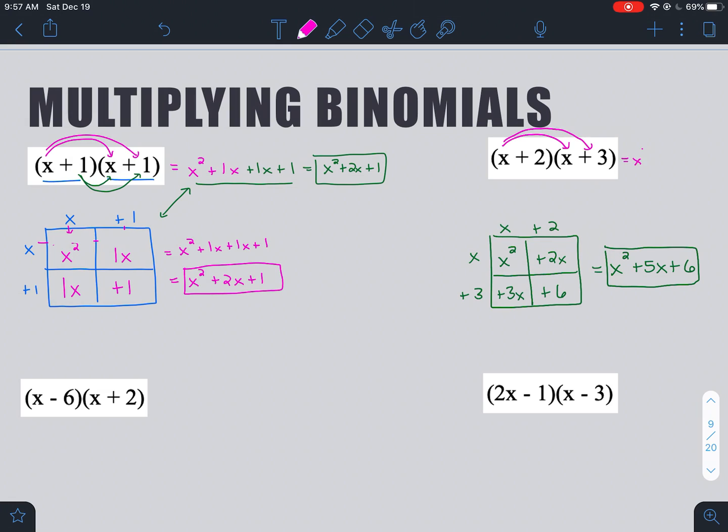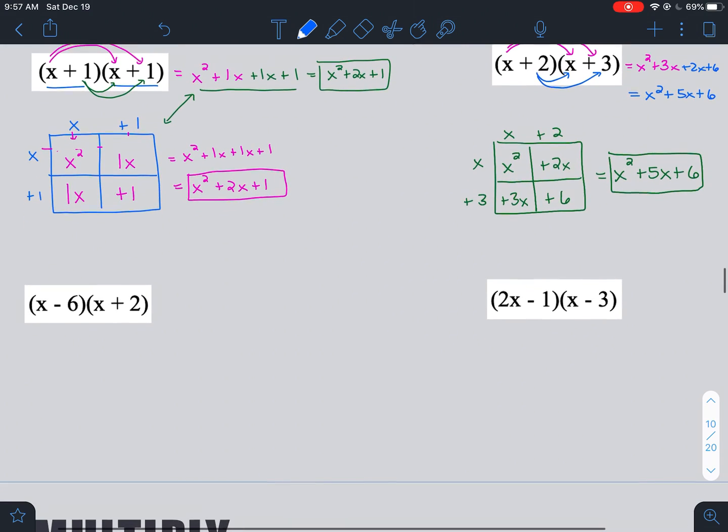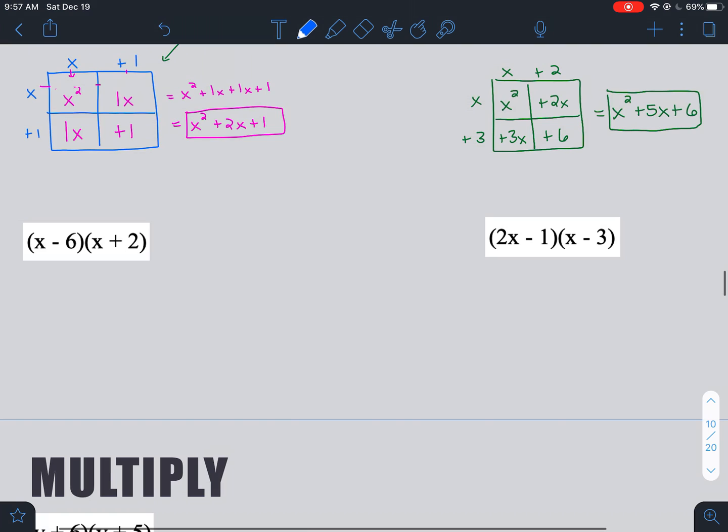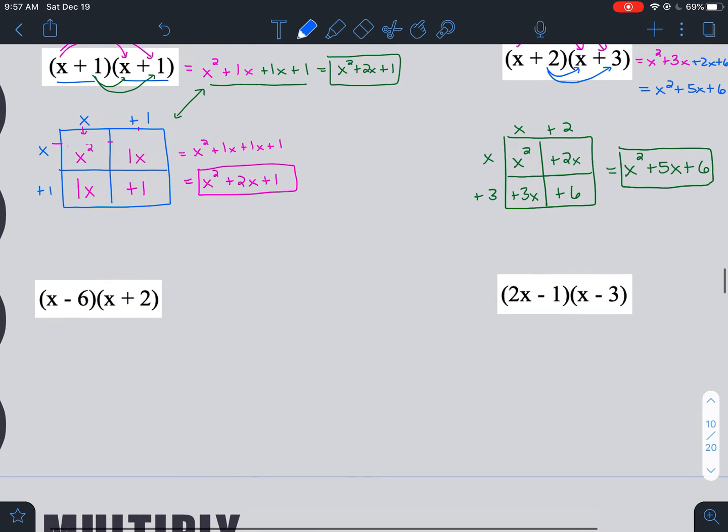Or using the distributive method, take the first term in the first parentheses and distribute it, and you would get x squared plus 3x. And then take the second term and distribute it, so plus 2x plus 6. And if you combine the like terms in the middle, you get x squared plus 5x plus 6. And there you go.